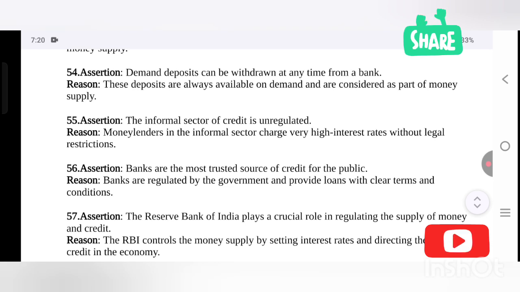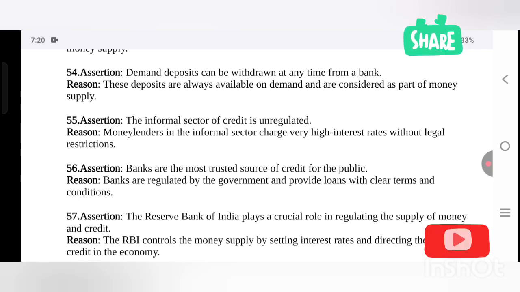Question number 54. Assertion. Demand deposits can be withdrawn at any time from the bank. Reason. These deposits are always available on demand and are considered a part of money supply. Correct. Both are true. So also the correct explanation of A.